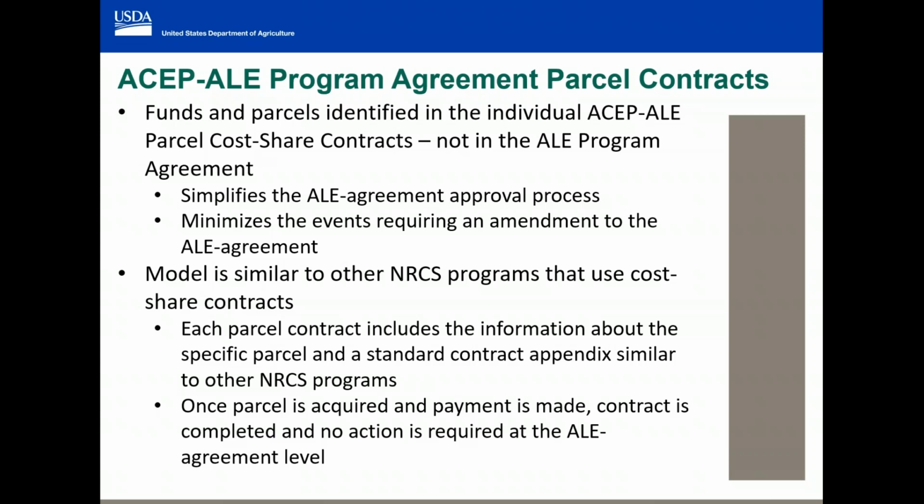The contract includes whatever information is specific to that parcel: acres, landowners, what kind of parcel it is, a general or a GSS, the type of transaction that it would be, a standard or a buy, protect, sell, and any other details particular to that parcel. And then under that contract, once the parcel is acquired and the payment is made, the contract is completed. There's no action needed at the ALE agreement level. If there's funds remaining, those are deobligated and made available to fund other projects through other contracts.